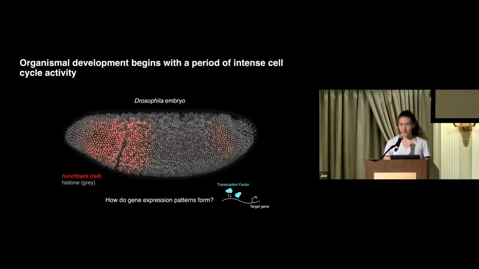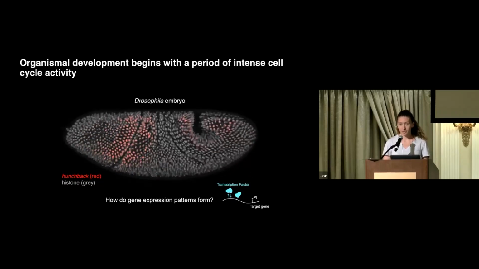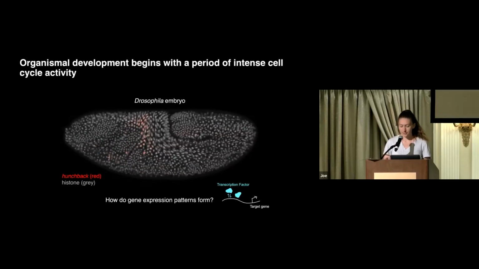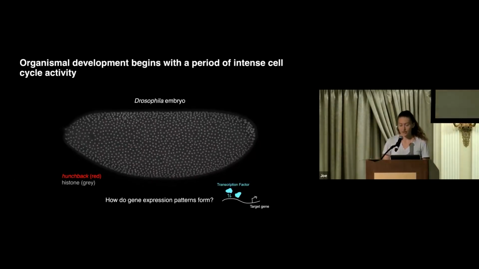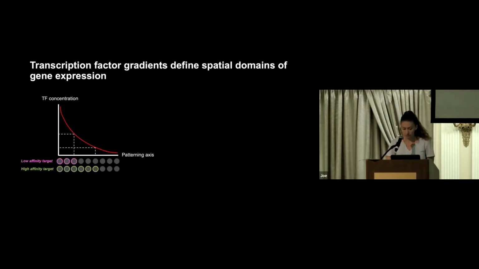They're largely controlled by the activity of transcription factors, which bind to DNA sequences that are responsible for regulating target gene expression. And in many developmental contexts, transcription factor gradients define spatial domains of gene expression. So some targets are only expressed across high transcription factor concentrations, while others are expressed across a broad range of concentrations.